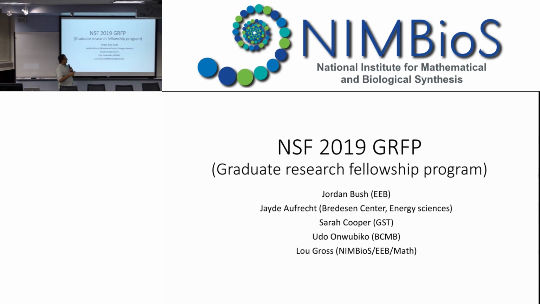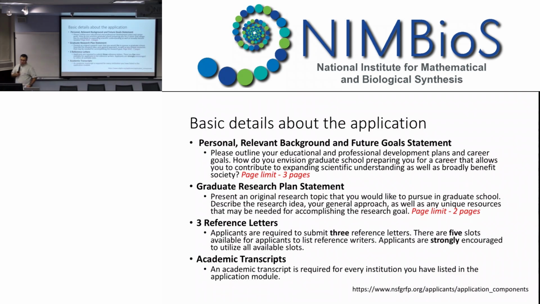Without further ado, the basic details of the application. The application is kind of small, but it doesn't mean it's easy. In total, there are 4 components. One is the personal statement about who you are, where you may be coming from, and where you want to go, and why you think this particular fellowship will help you get where you need to get. It's 3 pages, and NSF provides some guiding questions of what you can write. Three pages is not very long, but that's where you have to be very convincing and stand out in the crowd of multiple applicants.